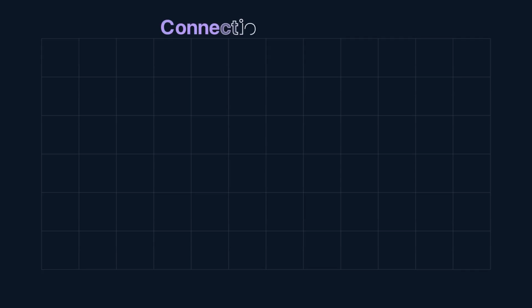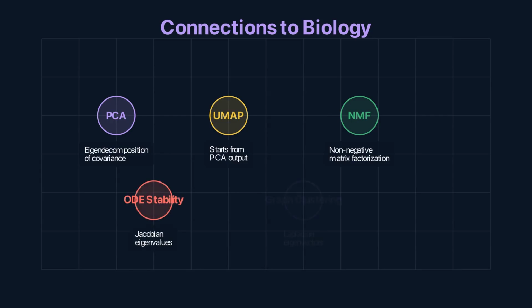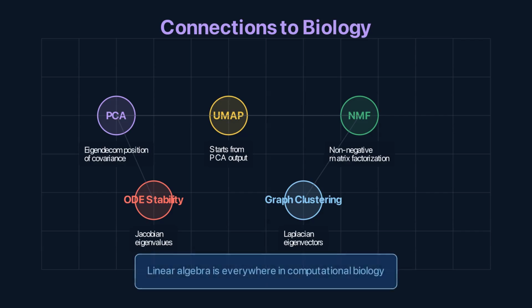The connections cascade. Here is eigendecomposition of the covariance matrix. UMAP starts from PCA output. Non-negative matrix factorization decomposes the expression matrix into non-negative parts, metagenes. The Jacobian matrix of an ODE system has eigenvalues that determine stability. Negative eigenvalues mean the system returns to equilibrium. The graph Laplacian's eigenvectors define spectral clusters in networks.